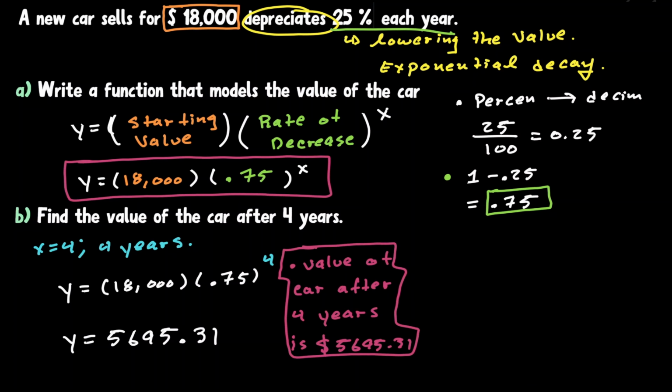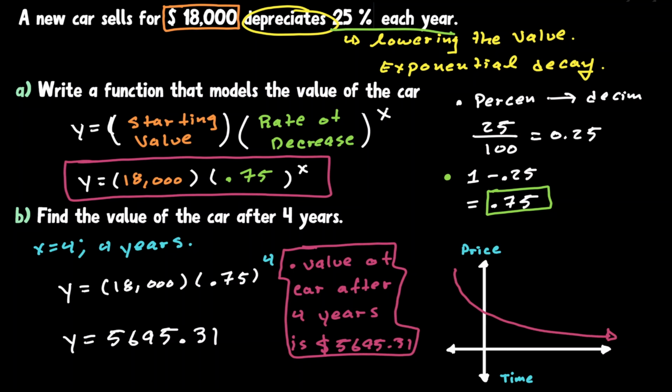Now let's visualize the situation with a graph. We said that we had an exponential decrease function. And we said that we had a starting value of 18,000. So the y-intercept can be seen as 18,000. And when we look at this value 4 years after, the new value was approximately 5,695.